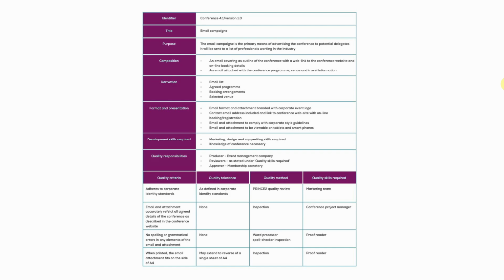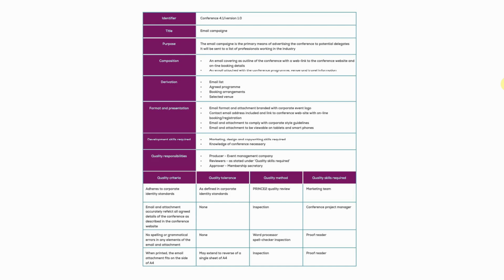Let's follow 1 or 2 of these quality criteria through. You can look at the first one. It says it must comply, or it adheres to corporate quality standards. So the tolerance there is defined in the corporate identity standards. That's fine. Quality method, to check that, is a Prince 2 quality review. Quality skills required, marketing team. Great. No spelling or grammatical errors. Quality tolerance, none. Quality method, spell checker inspection, and quality skills required is a proofreader. So it's a bit of a corny example, but nonetheless it works.